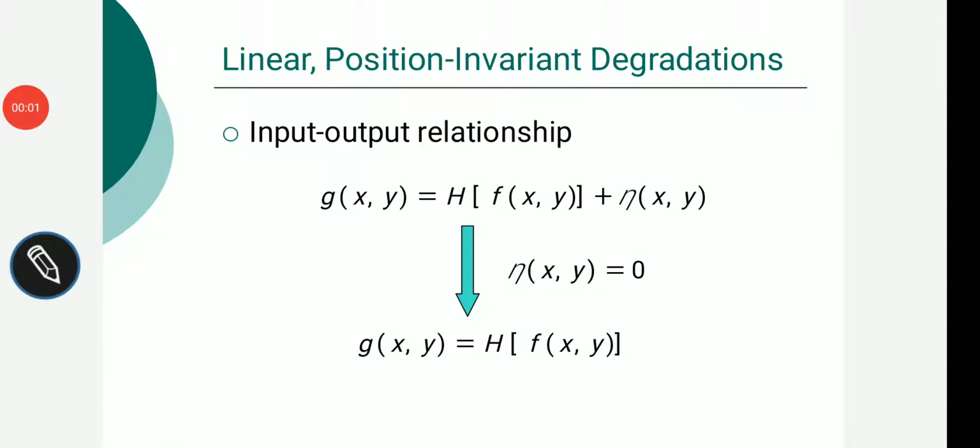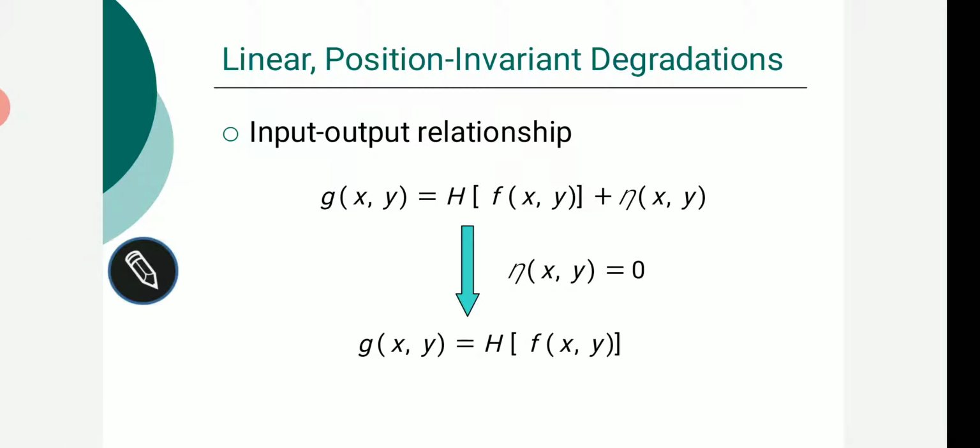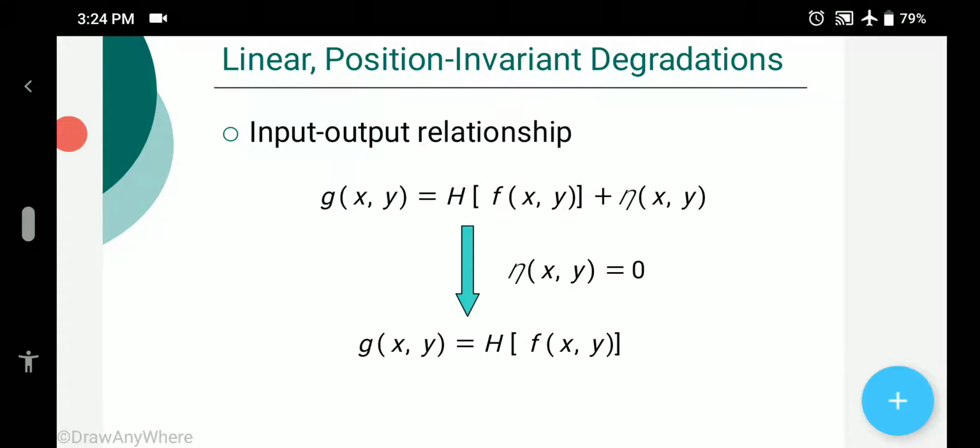Hello students, let us discuss linear position invariant degradations. The input-output relationship before the restoration stage is expressed as g of x comma y is equal to h of f of x comma y plus eta of x comma y. Now, if we assume eta of x comma y is equal to 0, then the input-output relation is g of x comma y is equal to h of f of x comma y.